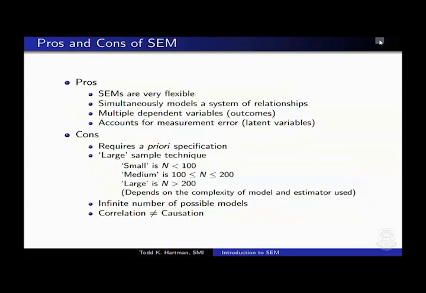So, some pros and cons, benefits. One of the benefits, hopefully you've sort of gotten, is that they're very flexible. You can model systems of relationships with multiple dependent variables or mediating variables. You can account for measurement error, the fact that you don't observe these things directly.